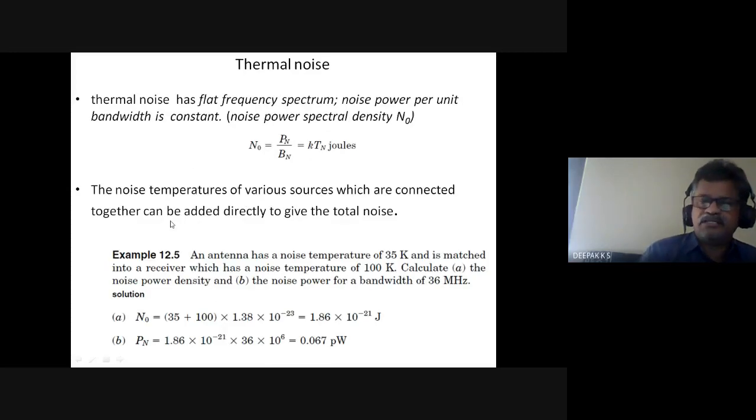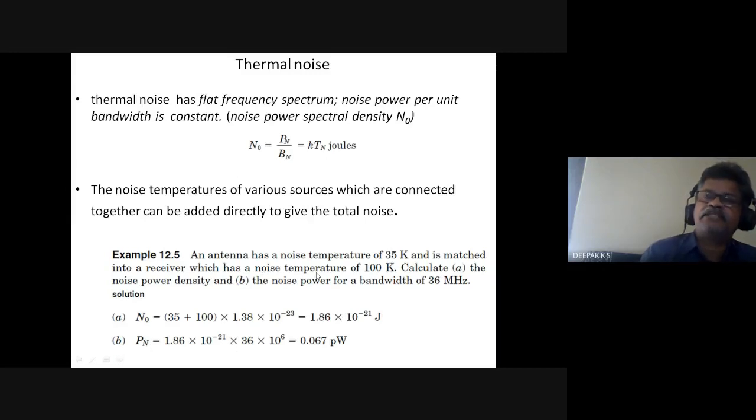Now, frequently in noise problems, noise from various sources are added to give total noise. So an antenna has a noise temperature of 35 Kelvin and is matched to a receiver which has a noise temperature of 100 Kelvin. So the noise temperatures of both sources are added together and you multiply by this K, you get N naught. This is per unit bandwidth, and if you multiply it with the bandwidth, you get noise power.